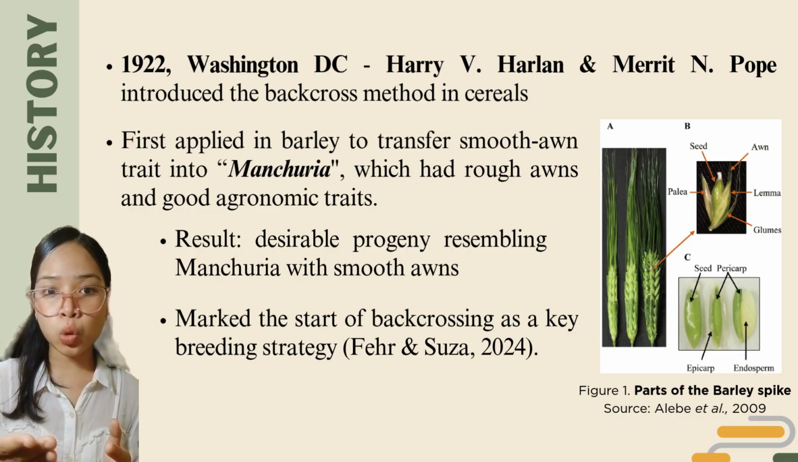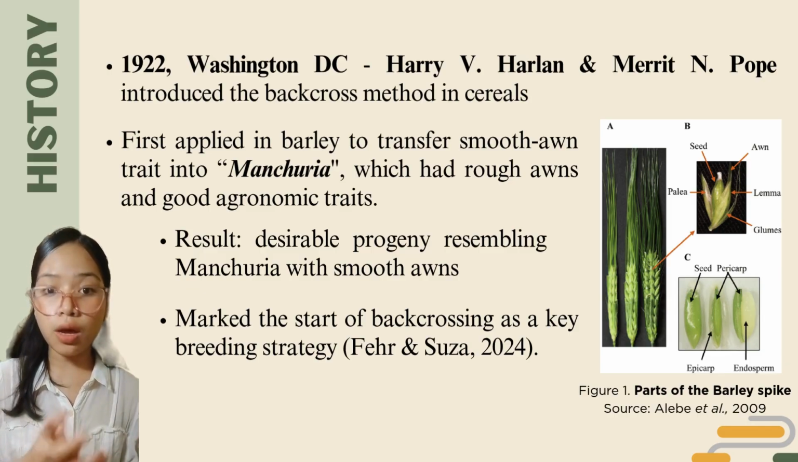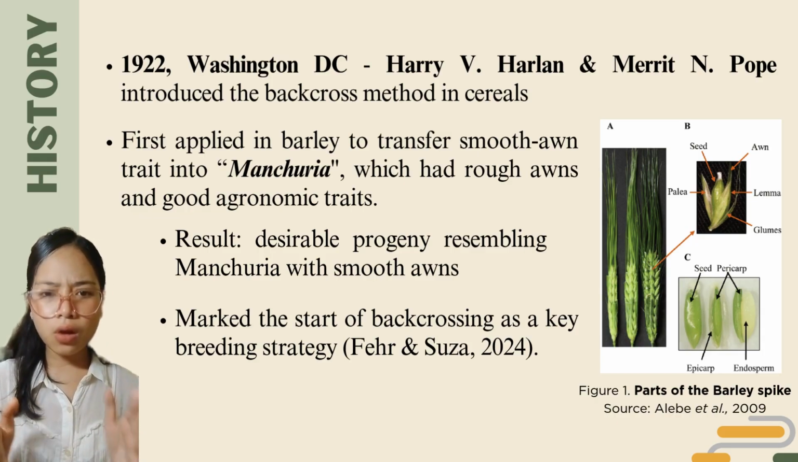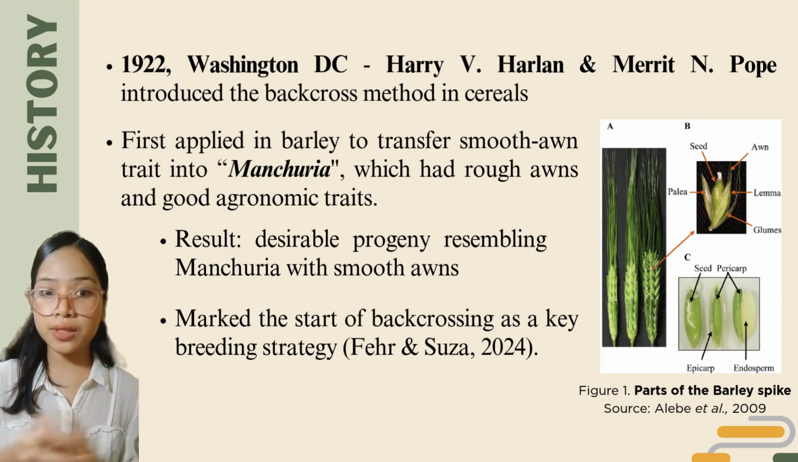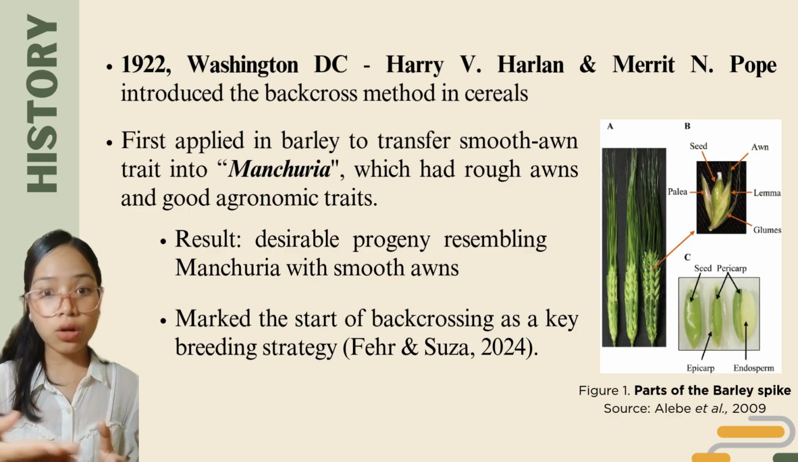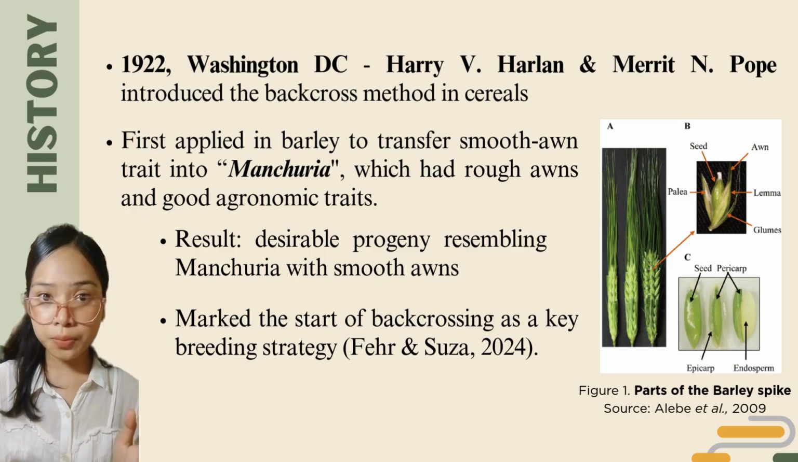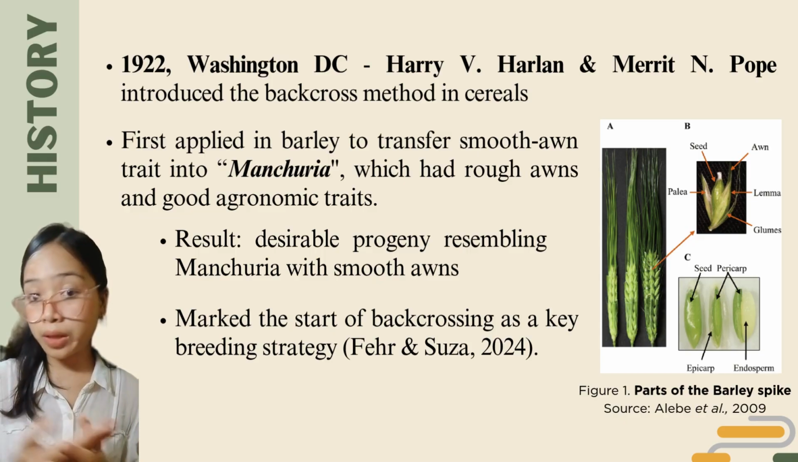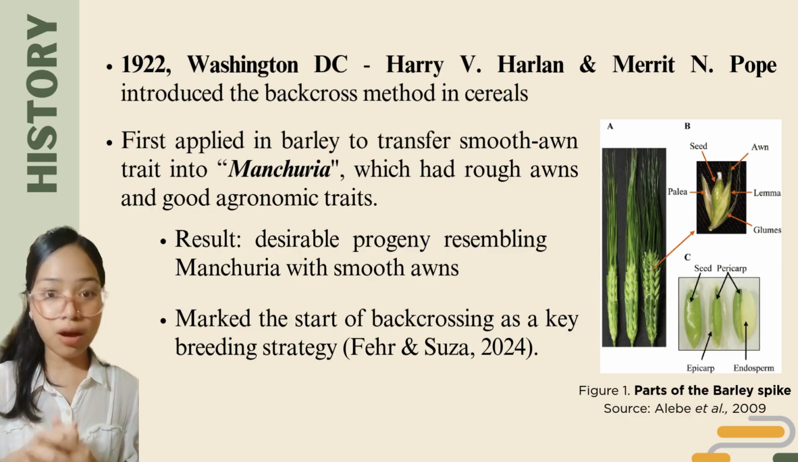where they attempted to transfer the smooth awn trait into a popular cultivar called Manchuria. Manchuria already has strong agronomic performance, but it has rough awns, making it less desirable. So by backcrossing the smooth awn donor with Manchuria and repeatedly crossing back to Manchuria, they successfully produced progeny or offspring that look similar to Manchuria, having good agronomic traits, but with smooth awns.